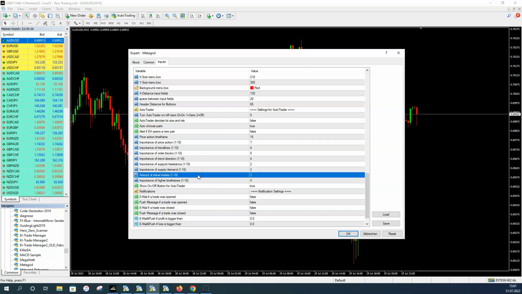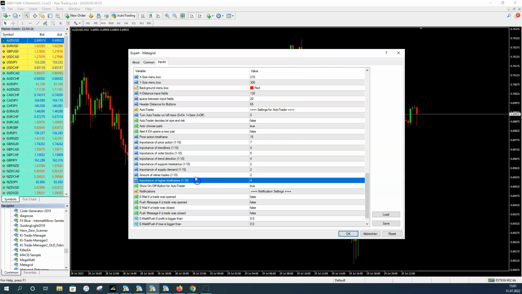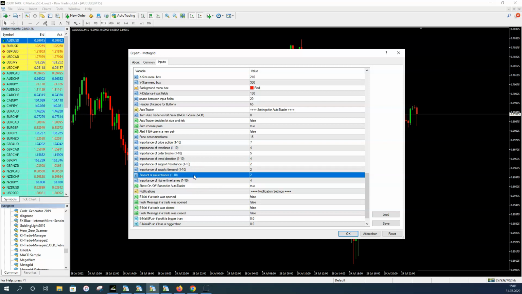And one more: the amount of riskier trades. Here you can select how often the EA takes riskier trades for you. I also have a very low number here because I think it's better that the EA takes quality trades and not so many risky trades. Okay, but this is up to you. If you want more riskier trades, you can put in a higher number between 1 and 10.